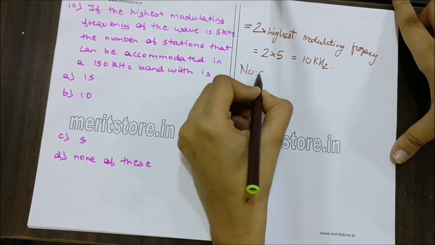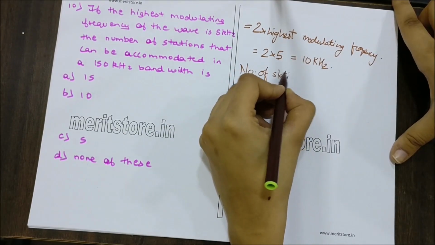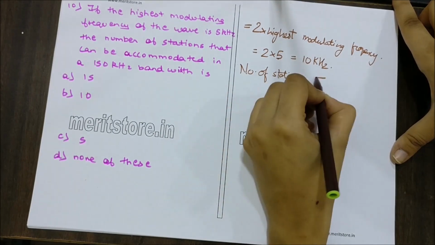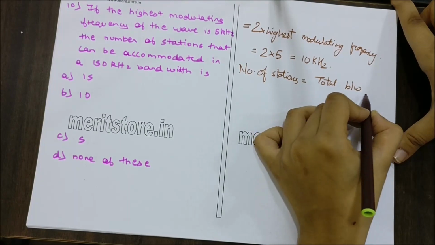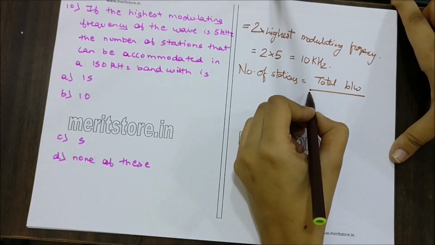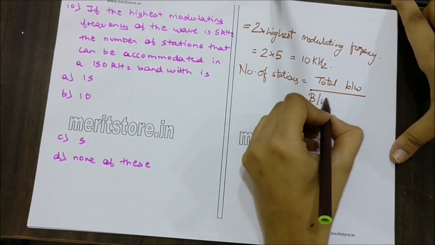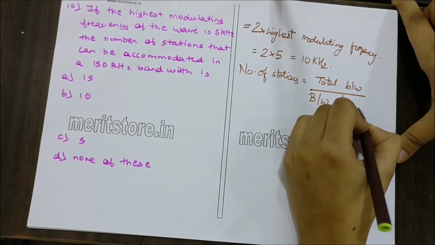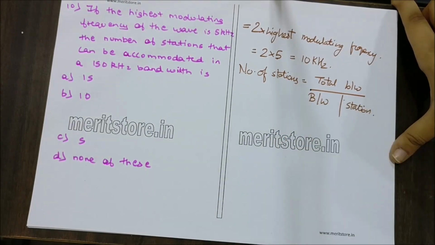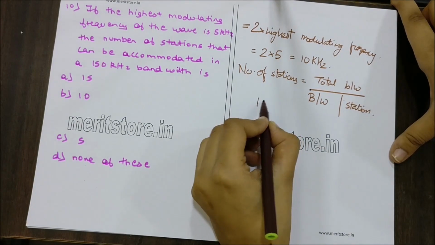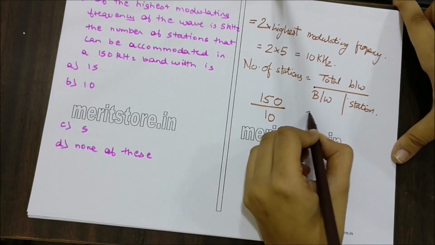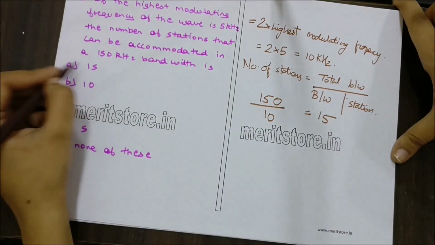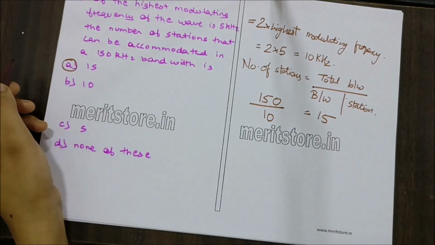And the number of stations will be equal to total bandwidth upon bandwidth per station. Total bandwidth is given to us as 150. Bandwidth per station we have found out as 10. So when you solve this, you get your answer as 15. Option A is 15. Option A is the correct answer.